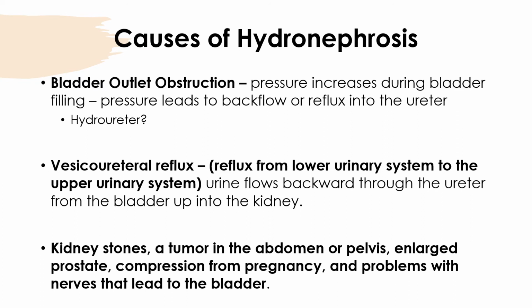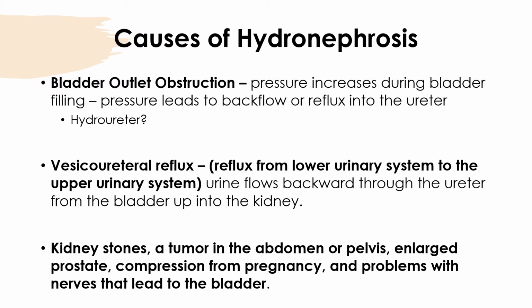Okay, so moving on, causes of hydronephrosis. There's a few of them, and again, hydronephrosis is the backup of water or urine into the renal pelvis and the kidney itself, causing the kidney to swell. So we have bladder outlet obstruction, and this happens when pressure increases during bladder filling, and this pressure in the bladder leads to backflow or reflux into the ureter. And we get what is called a hydroureter, which is dilation and distension of the ureter itself.